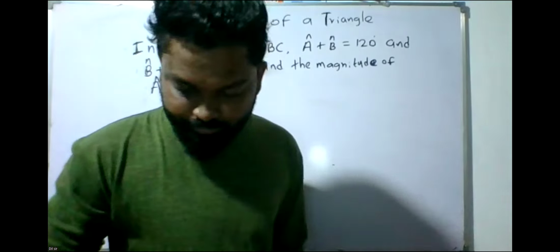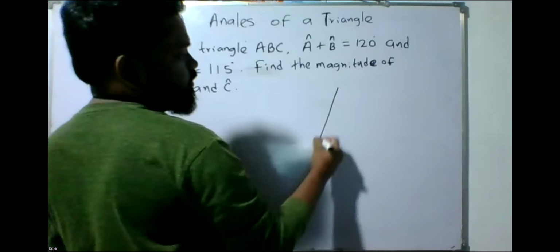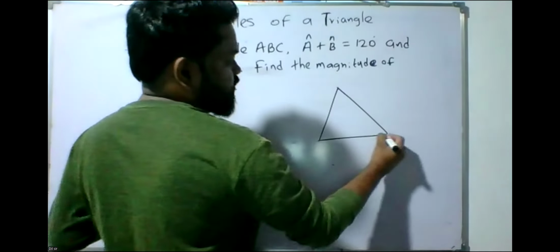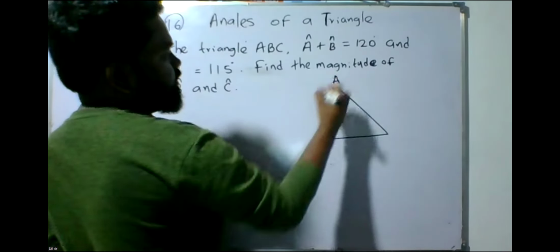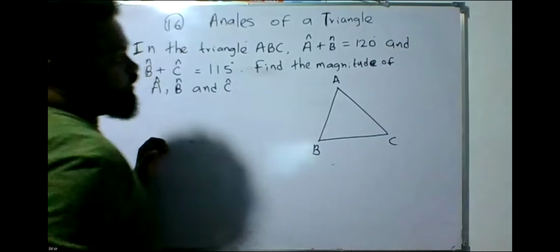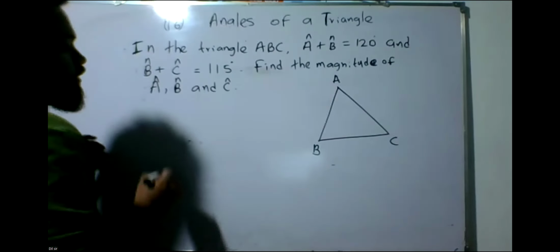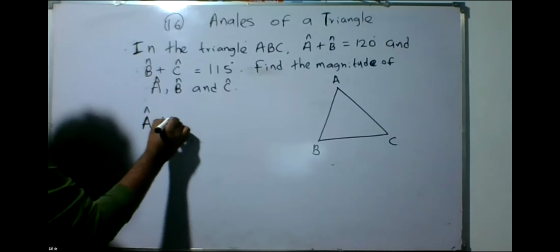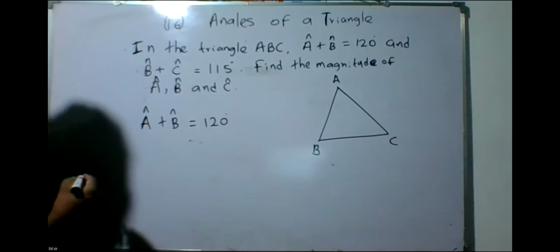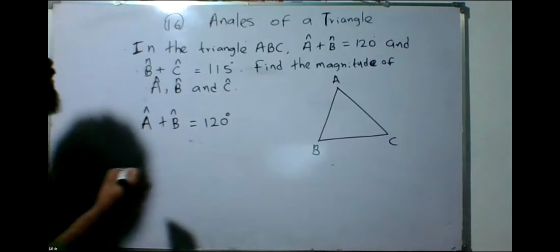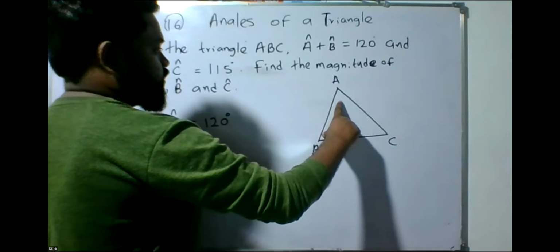Okay, let's go to the answer now. Listen to me. You need to listen carefully, otherwise you will feel some difficulties. A triangle is there. What is the name of the triangle? A, B, C. What are the angles? Angle A, angle B, angle C. Right? Angle A plus angle B equals 120. Separately, the values of them are not given, but the sum is given.